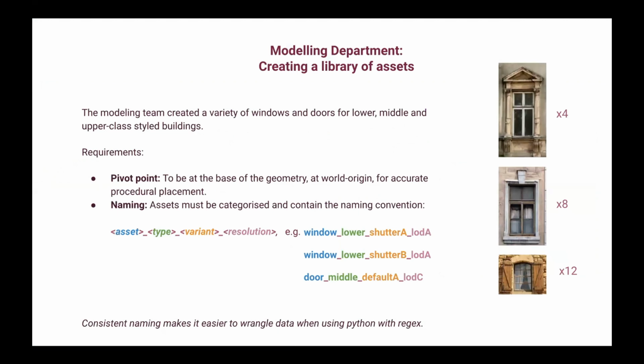So there are some pivotal things that the modeling department needed to keep in mind, which was, for example, the pivot point had to be at the lower center of the building, so that when the geometry was instanced in CityEngine, the window wasn't far away from the wall. The naming was crucial. We had asset type and variant, which was all we needed. And it was vital thus that this was consistent, as it was used repeatedly in scripts throughout the process.